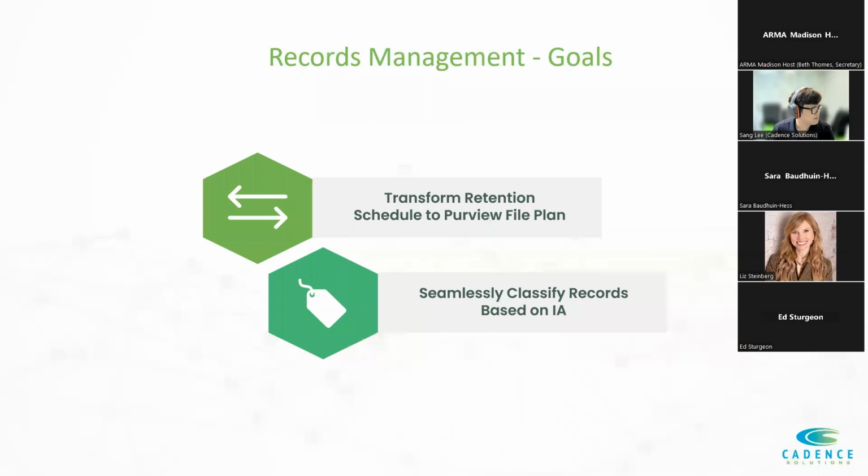Number two is really important because we want to seamlessly classify records so that end users are not applying retention labels, because most end users do not know what the retention schedule is, nor will they try to learn your organization's retention schedule. If we leave it to them, they end up applying the wrong labels, and items get misclassified and mislabeled. And honestly, a lot of times end users will not apply the retention labels at all.